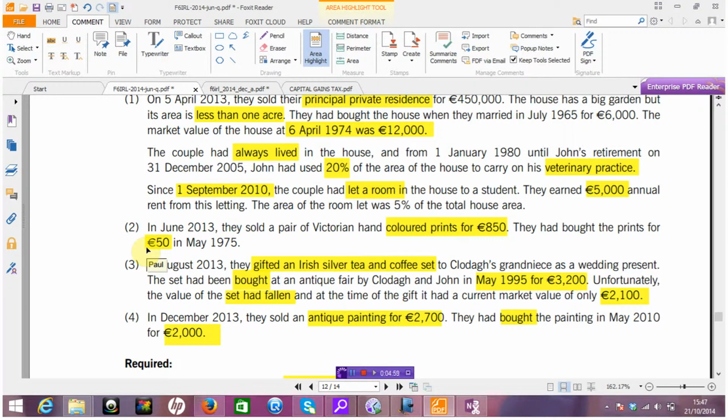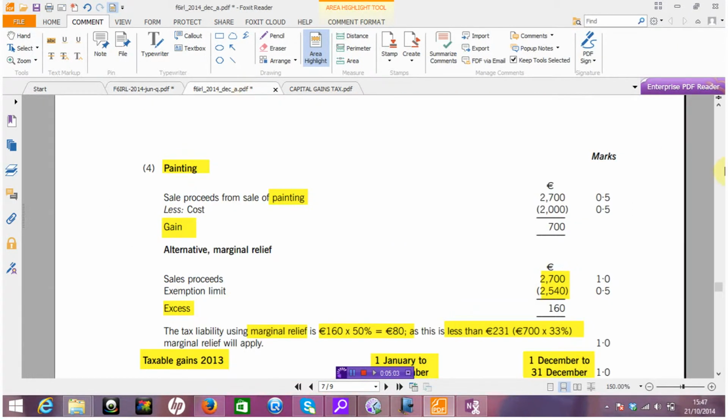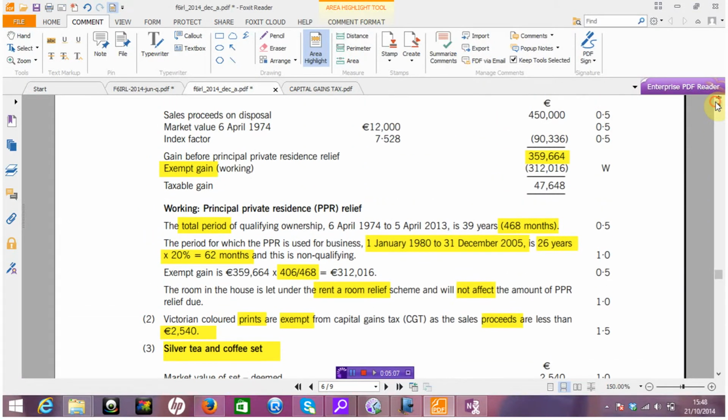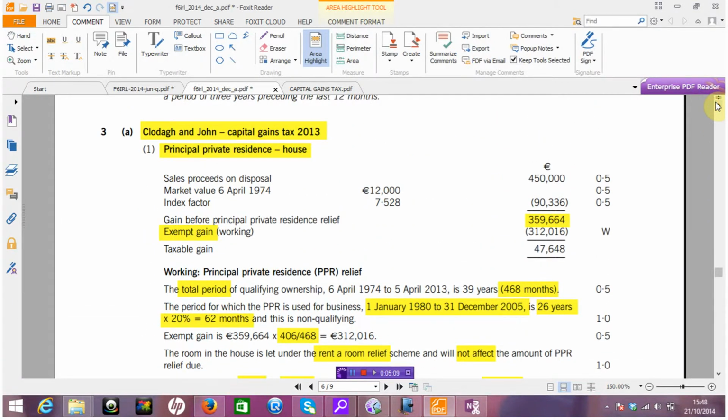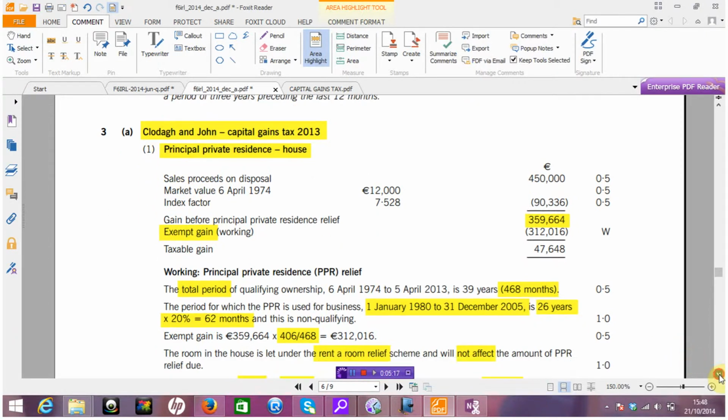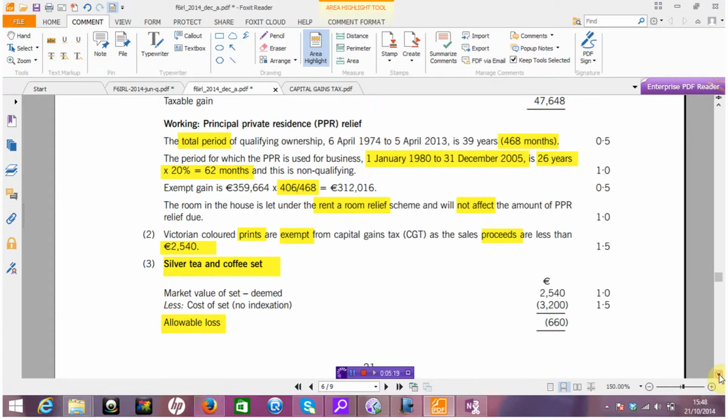Okay, so if we take a look at the answer now for this particular part, just one thing I want to draw your attention to is really the format first. So let me just take you through how they structure their answer. You'll see that very clearly for question 3 they lay out their title, and then as we move down the question they just deal with each individual asset in turn.